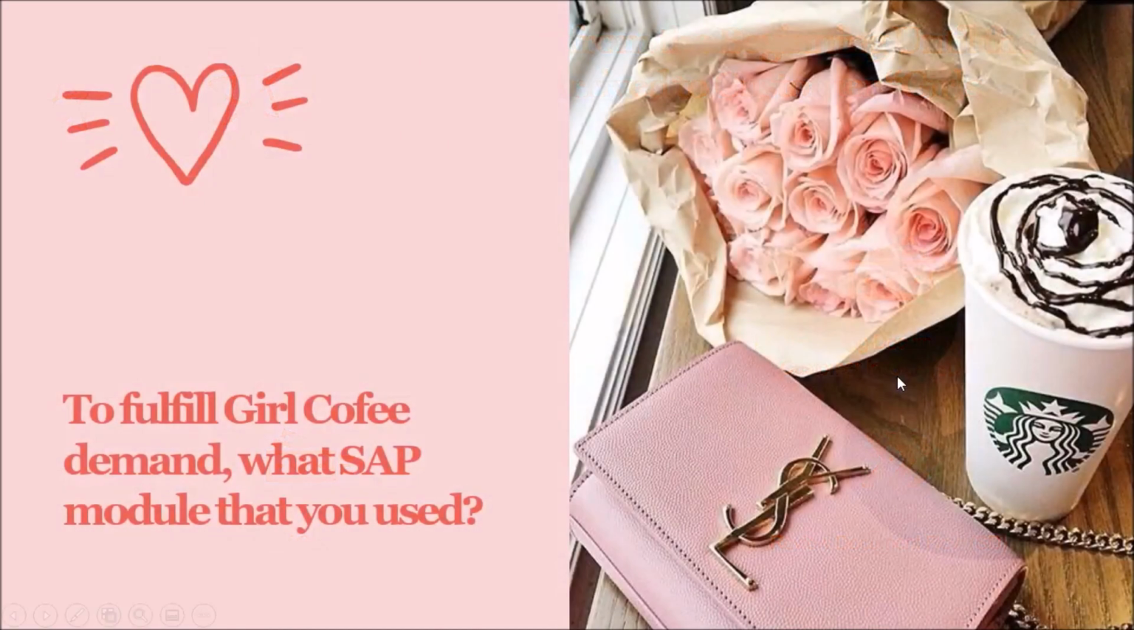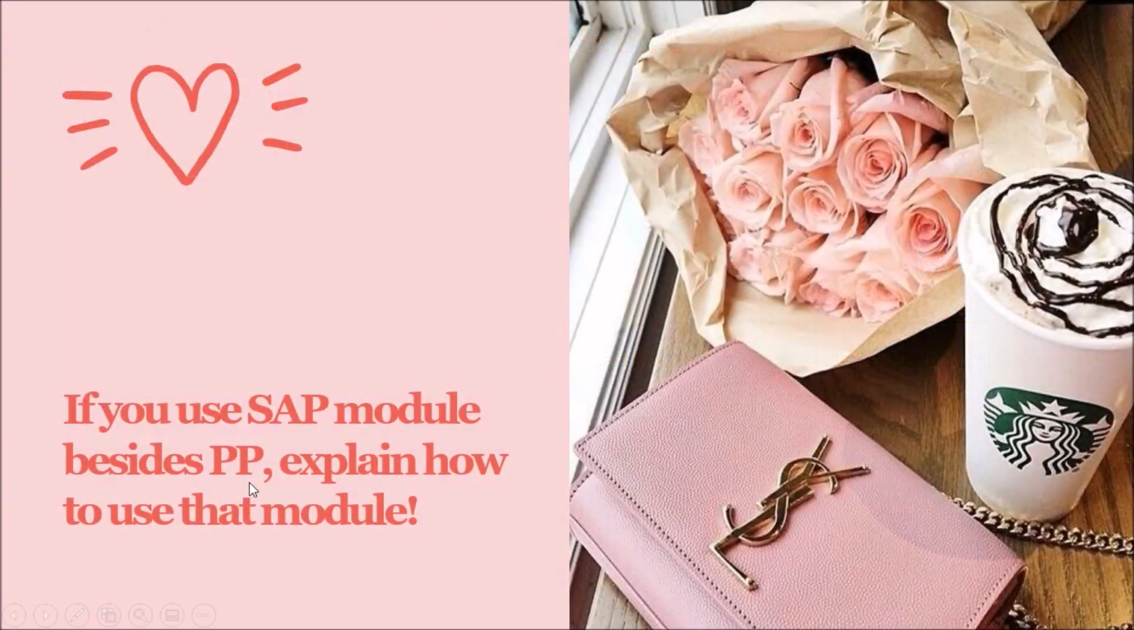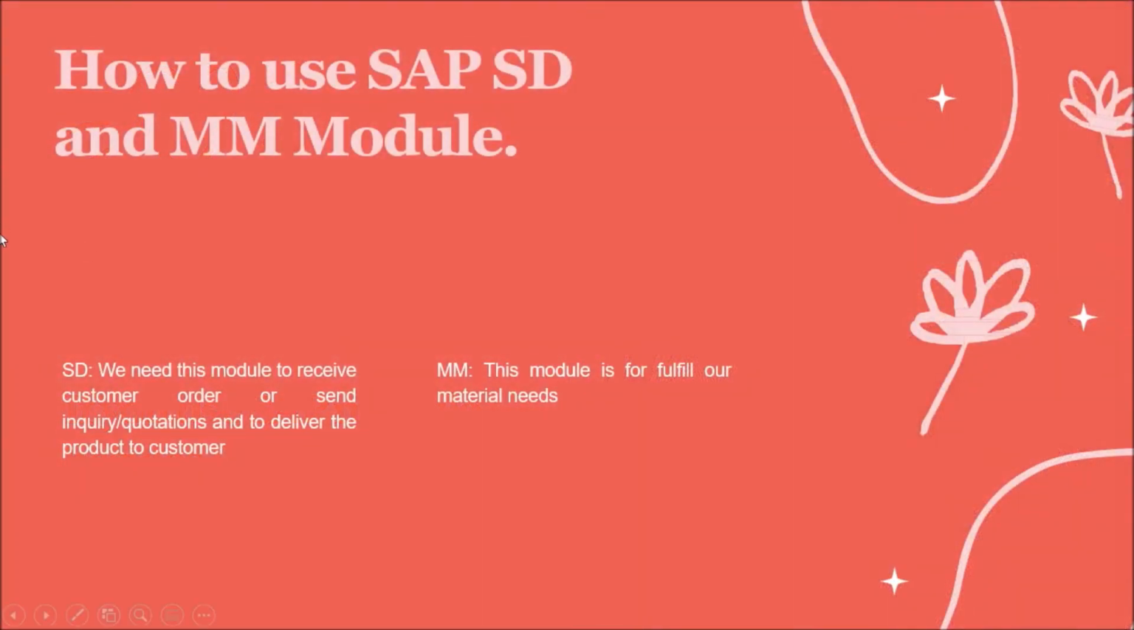To fulfill the PP demand, the modules that you need are the sales and distribution module, the material management module, and the production planning and execution module. If you use SAP PP, explain how to use that module. We need SD and MM. We need these modules to receive customer orders and send inquiry quotations and to deliver the product to the customer, and the MM module is to fulfill our material needs.